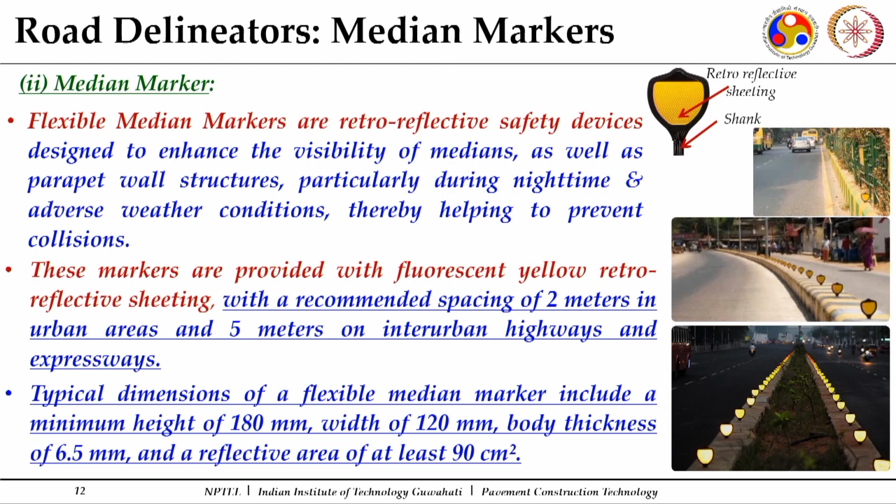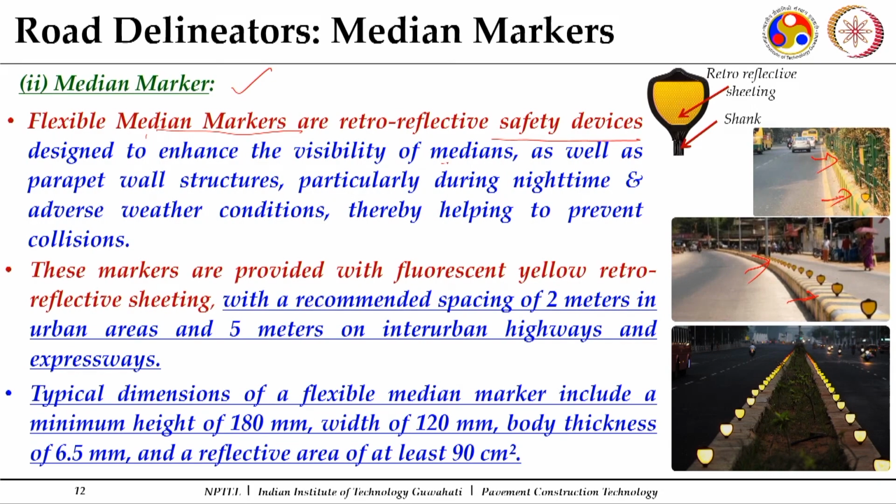Now, the other one, as mentioned, is median markers. This is an example. You can see here on the median curb, these are placed. This is another feature you can see along the medians, and see the visibility of the edges, specifically during the night time. We call them flexible median markers or retroreflective safety devices. You can see this is a retroreflective sheeting. This is how it looks.